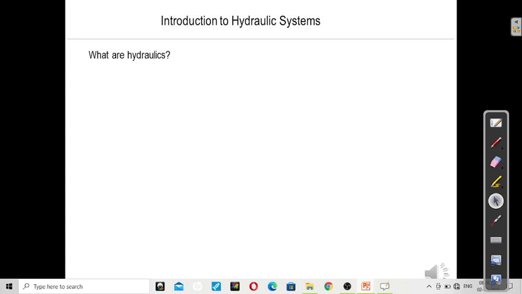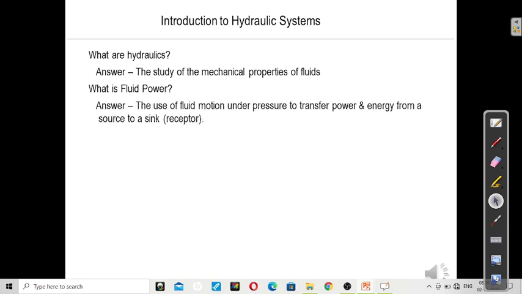You can see the introduction of that particular hydraulic system. What is hydraulics? The study of the mechanical properties of the fluid is called hydraulics. And what is fluid power? It is the use of fluid motion under pressure to transfer power and energy from source to sink. This is fluid power.